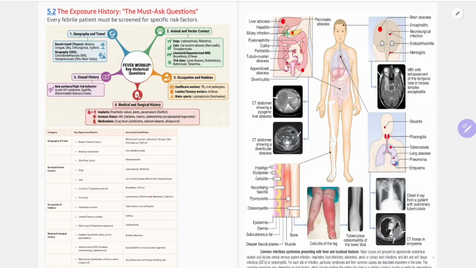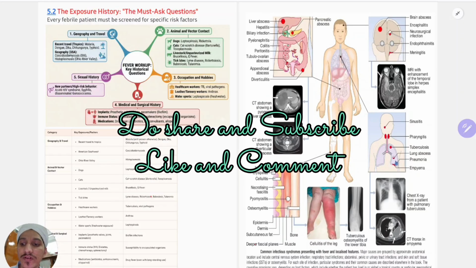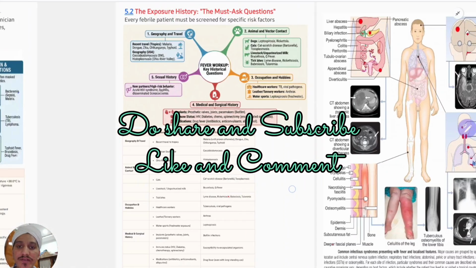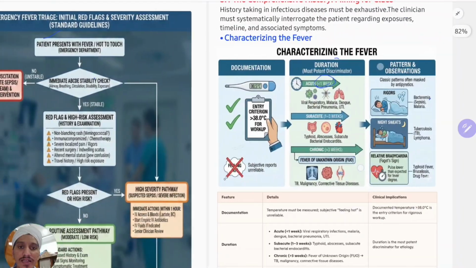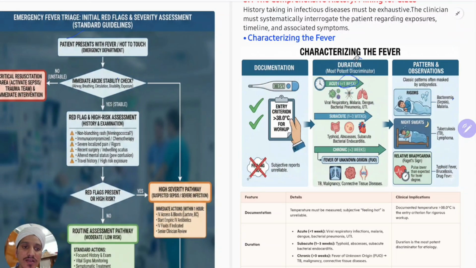Alaikum warahmatullahi wabarakatuh. Let us discuss the further topic of this fever. We have discussed in the previous video three important things we should keep in mind in order to know the etiology of fever. Number one is characterization of fever, as given here.